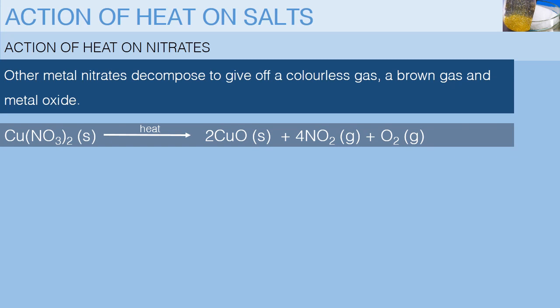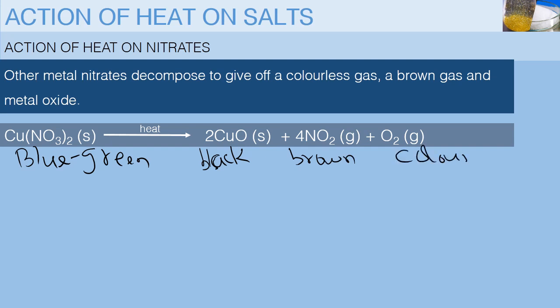So basically, copper 2 nitrate is usually blue-green in color, and copper 2 oxide is black. This is the brown gas and the colorless gas.